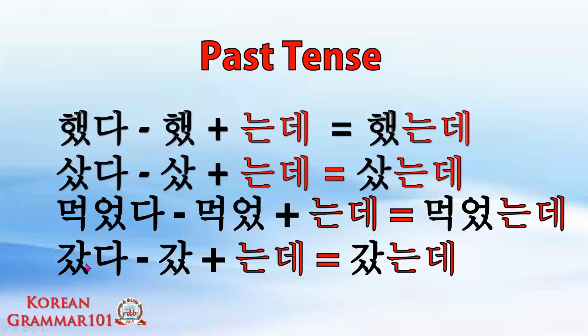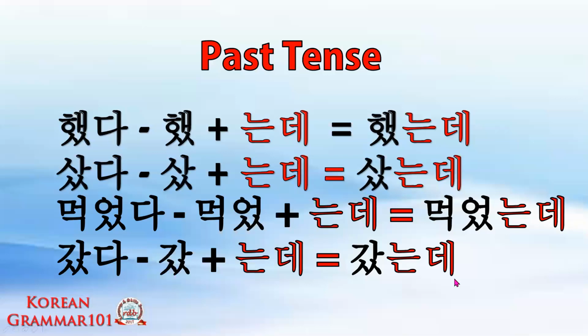And finally, katda. Katda, the present form is kada, that is to go. So this one is went. When conjugate nunde, we have to drop the da first. So that is kat plus nunde equals kanunde.